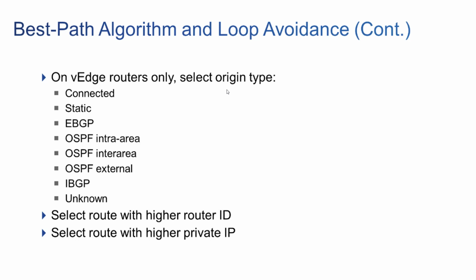All right. Now, let's say vSmart controller again learns about that same OMP route, 10.10.10.0/24, from two different vEdge routers at the same site.